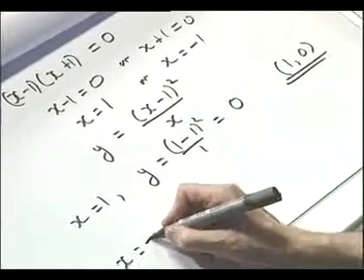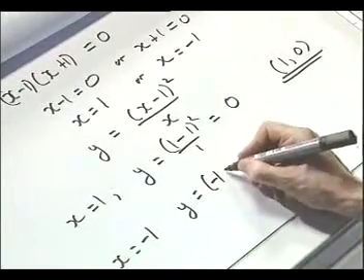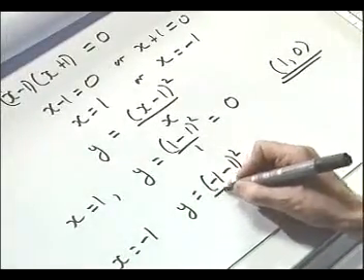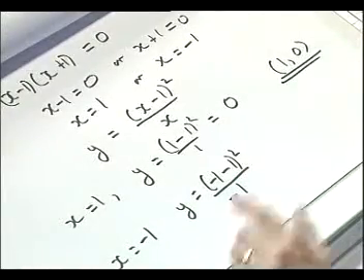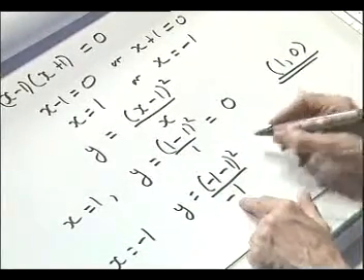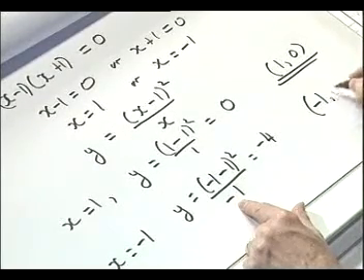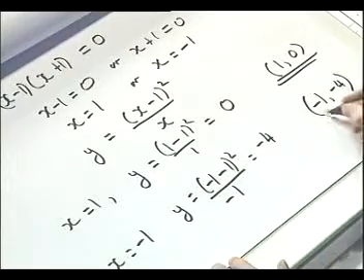Now let's do x equals minus 1. And y is equal to (minus 1 minus 1) all squared all over minus 1. Minus 1 minus 1 is minus 2, and we square it, so that's 4, but we divide by minus 1, so that is minus 4. So our other point is (minus 1, minus 4). So we've got 2 points, which are stationary points, and we need to find out, are they turning points? And if they are turning points, are they maxima or minima?